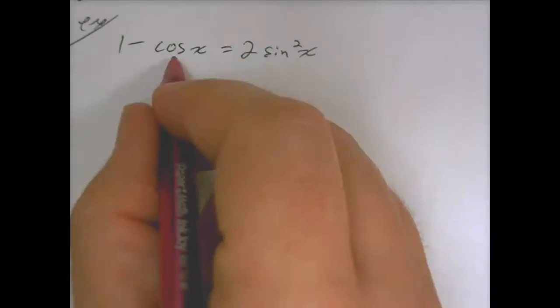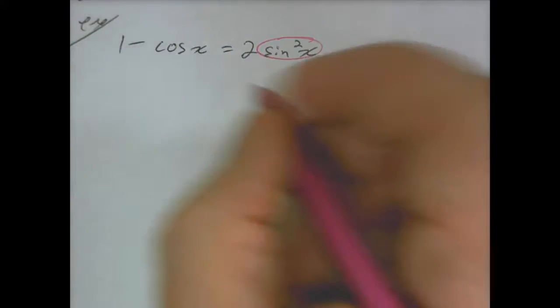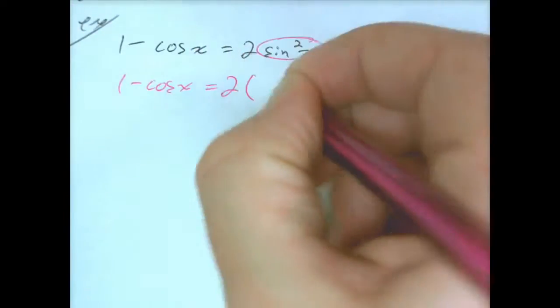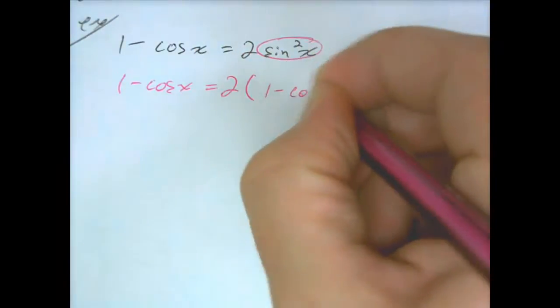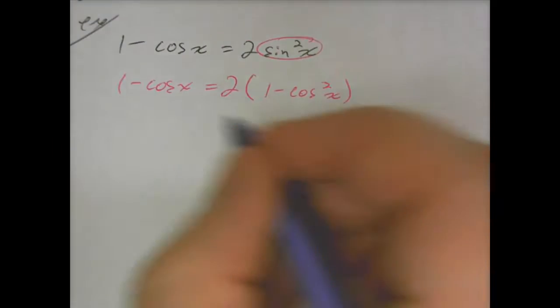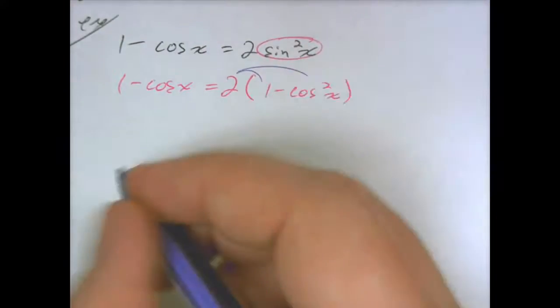This one's kind of fun. I see that I have that in terms of cosine. So I could substitute and change sine squared in terms of cosine with my Pythagorean identity. So I would have 1 minus cosine of x equals 2 times 1 minus cosine squared. Right? Don't believe me, look at your Pythagorean identity that we learned in chapter 5.1. And then I can distribute the 2, and I can move over the cosine squared.